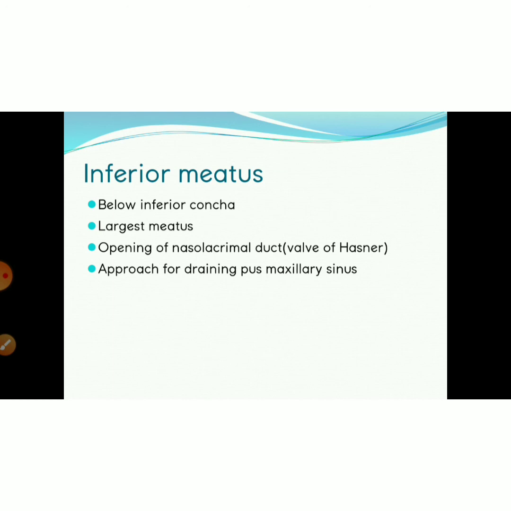The mucous membrane at this orifice is usually raised to form a lacrimal fold which acts as a valve. It is called as valve of Hasner, preventing air and nasal secretions being sucked into the duct. The inferior meatus provides an approach for draining out the pus from the maxillary sinus.